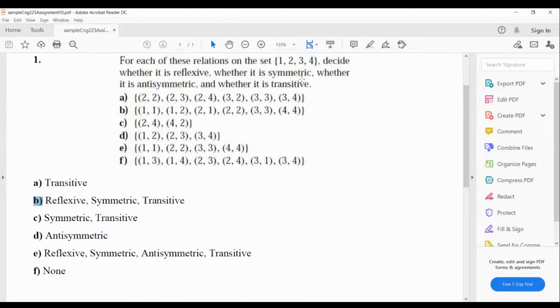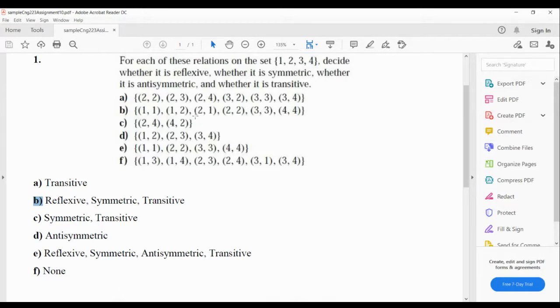Symmetric. In the symmetric case, it means that when we have, for example, A as the first component and B as the second component, if AB is there as an element inside that relation, then BA should be there too. Otherwise, this is not symmetric. So for example, 2, 3 is here, then 3, 2 should be there. It's okay. But here 2, 4 is here, then 4, 2 should be here too. Otherwise, this is not symmetric. So you found a counterexample.